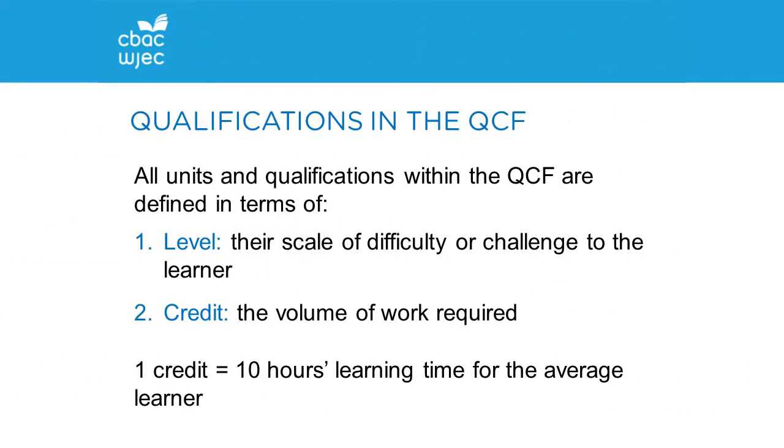Additional English sits in the Qualifications and Credits framework. Qualifications here are defined in terms of, firstly, the level, the scale of difficulty or challenge, and this is graded at entry levels 1, 2, 3 and Level 1, or the credit, the volume of work required, and this is the size of the qualification. As a guide, 1 credit is roughly equivalent to 10 hours learning time for the average learner.